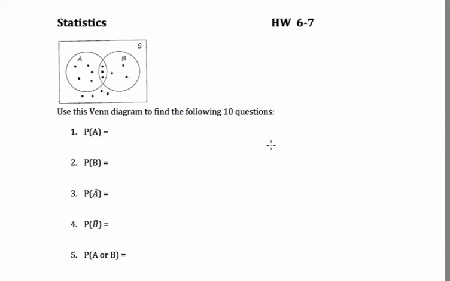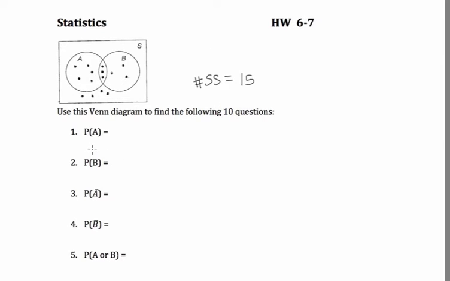Before we start, I want to count up all my dots so I know how many dots are in my total sample space. So in my sample space, if I count them up, I have 15 dots. So the number in my sample space is 15.